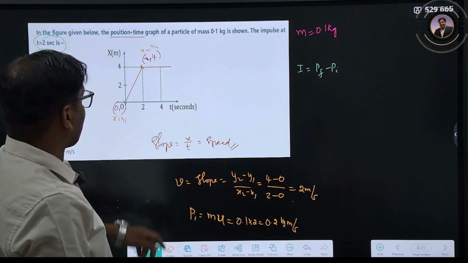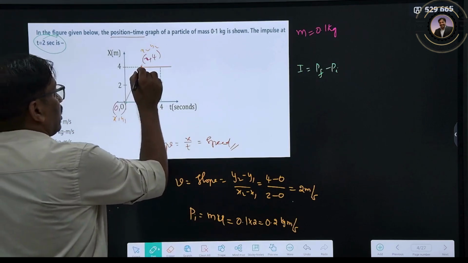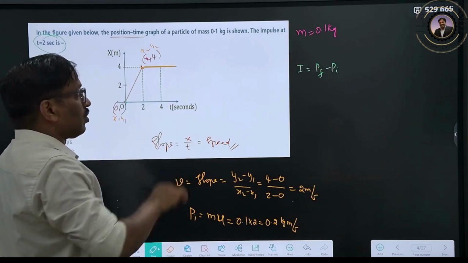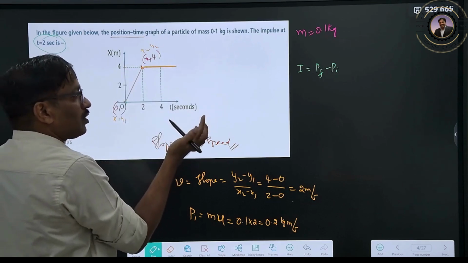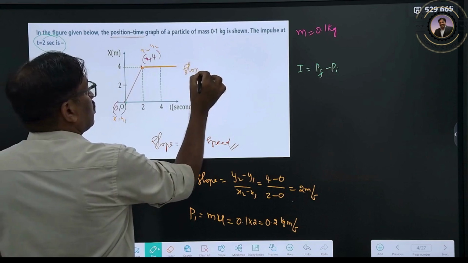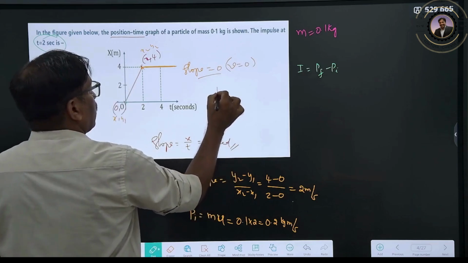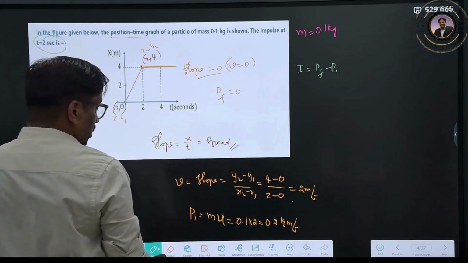So we want to calculate final momentum. What is the final momentum? Here after that, it is going horizontally. Horizontal means what will happen now? It does not have any slope, therefore the slope will be equal to 0. That means final speed will be equal to 0. That means final momentum will be equal to 0.